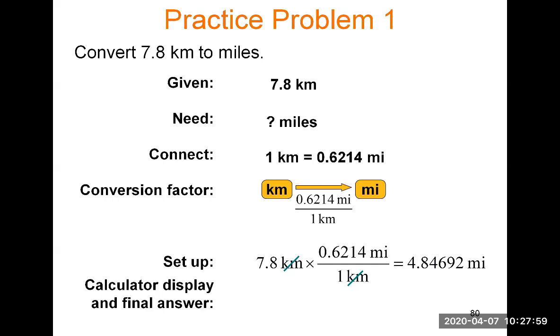So rounding 4.8462692 into 2 sig figs will mean that you keep the 4 and then the 8. That's 2 sig figs. What comes after the 8 is a 4. It's below 5, so you will need to round down, which means you keep the 8 and you drop everything that comes after. So this rounds to 4.8 miles. So that's the answer to this problem.